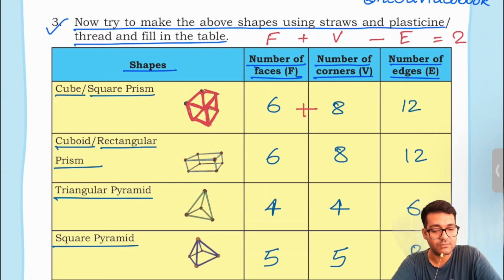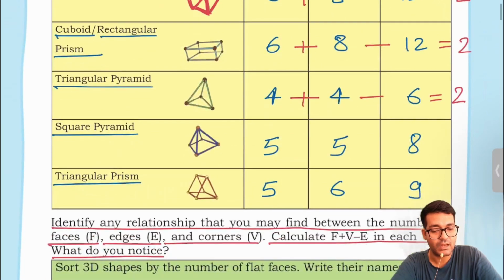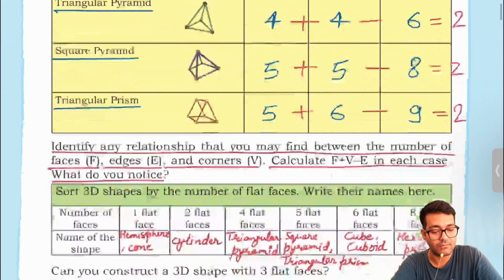6 plus 8, that is 14. 14 minus 12 is equal to 2. Similarly, for triangular pyramid, 4 plus 4 minus 6, that is 8 minus 6 is equal to 2. And for square pyramid, 5 plus 5, that is 10, minus 8 is equal to 2. And for triangular prism, 5 plus 6, that is 11, minus 9 is equal to 2 again.